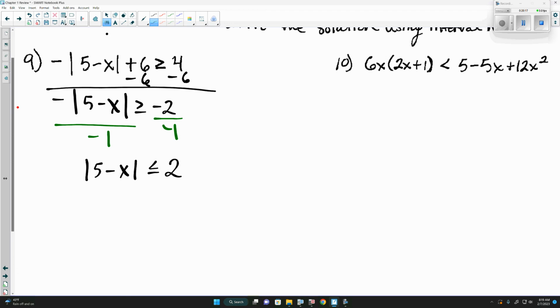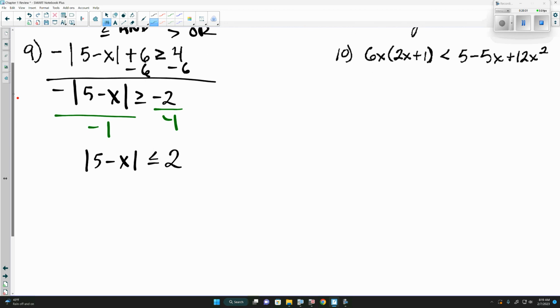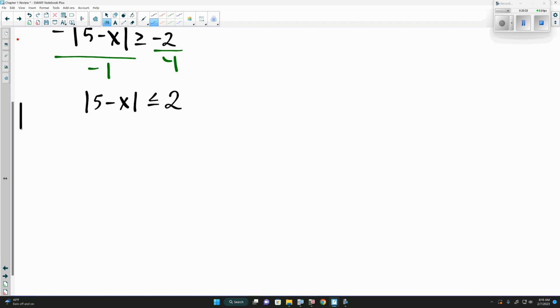So when it's less than, with absolute value, it's an and statement. When it's greater than with absolute values, it's an or statement. Less than or greater. So since this is a less than statement, we're going to have 2, and it is going to be and. Because one case we're saying is that 5 minus x is less than or equal to 2. That is one of our statements.